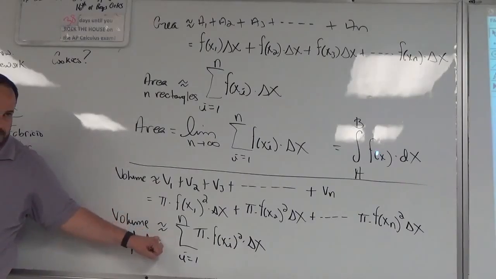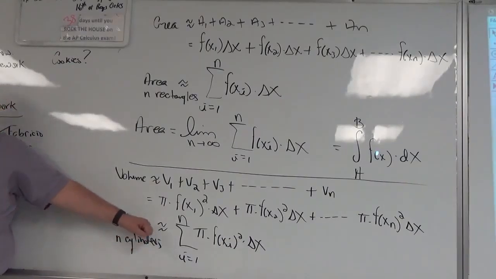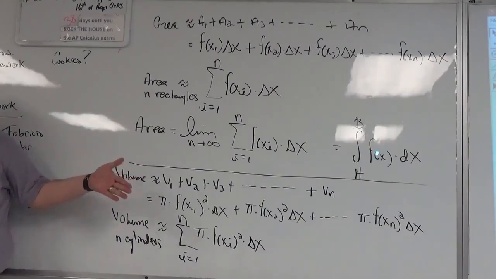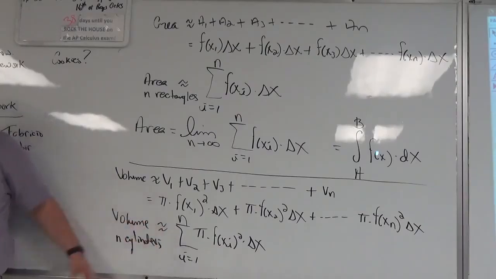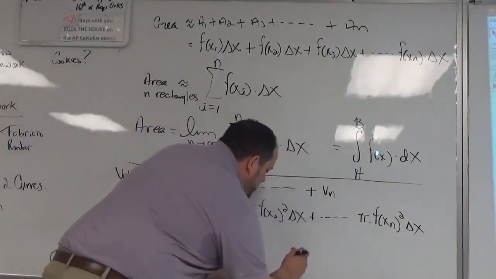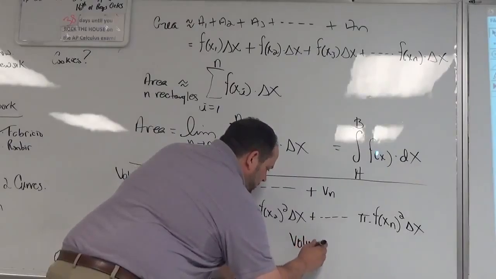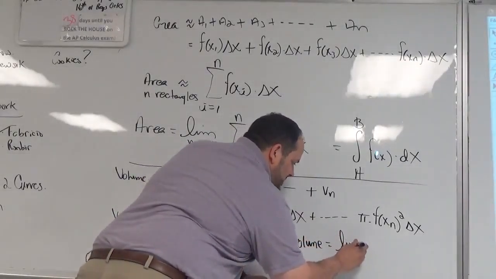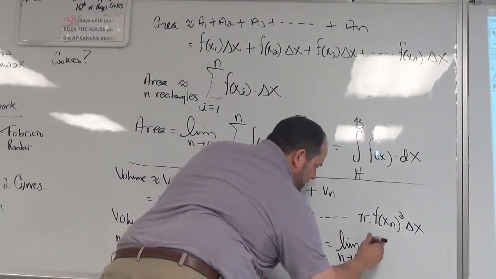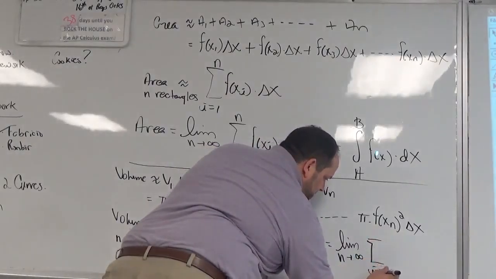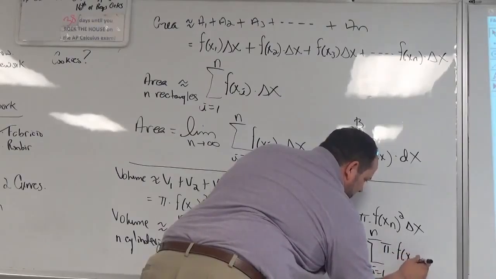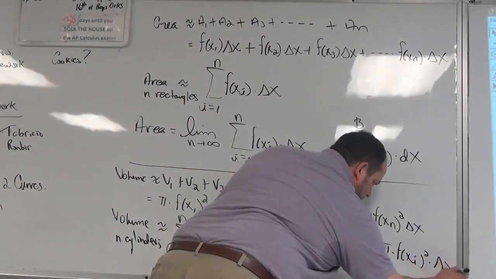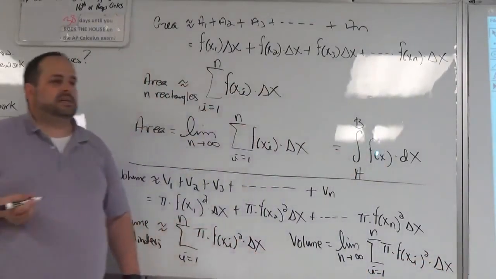You guys know the answer to this next one. How do you move from the approximate volume to the actual exact volume? You're going to take the limit, because what you want is more cylinders, more slices. So the way that you get your true volume is the limit as n approaches infinity of this sum, i goes from 1 to n, pi times f of x sub i squared times delta x.